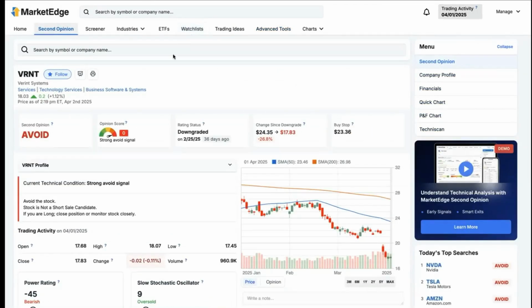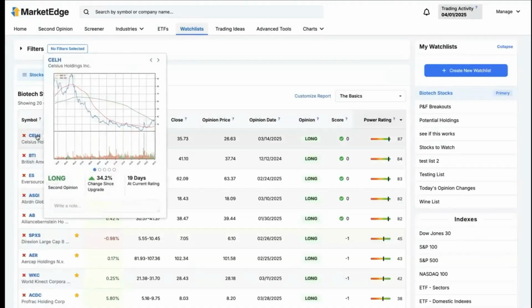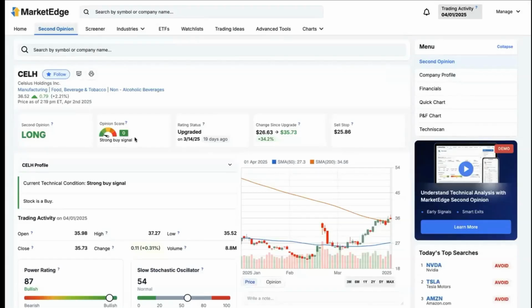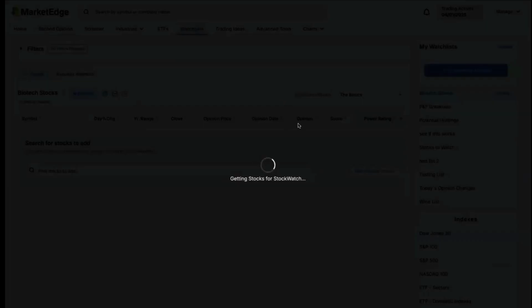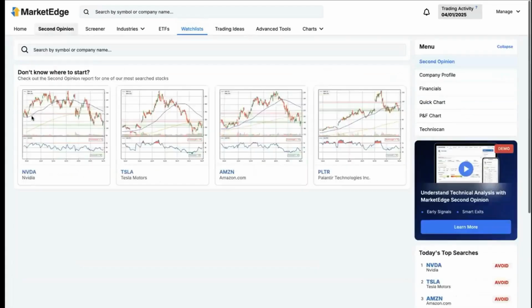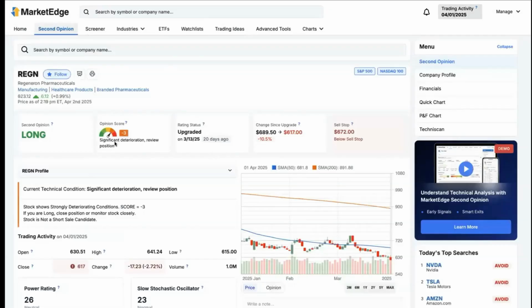So the other cool thing on Second Opinion is we have included a little bit of text to give context to the opinion score. This is an avoid of 0. That means it has a strong avoid signal. Now, let me find some other examples. Let's pull up a long with a score of 0. That's a strong buy signal. Now let's look at some others though. For example, here's a long of -3. A long of -3 is showing significant deterioration.